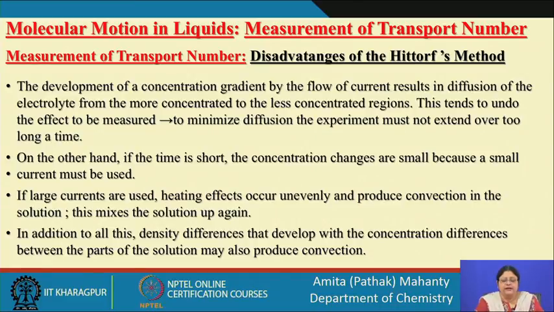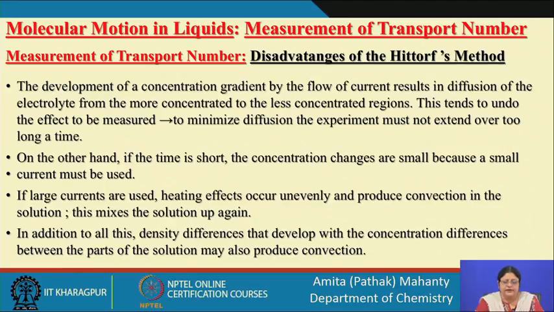Now, saying that those are the main two disadvantages of the moving boundary method, what are the disadvantages of Hittorf's method? If I keep listing them, then you will probably think Hittorf's is obviously not a preferred method, but believe me, experiment-wise, Hittorf's method can be done in the lab much more easily. So, what happens in a Hittorf method?